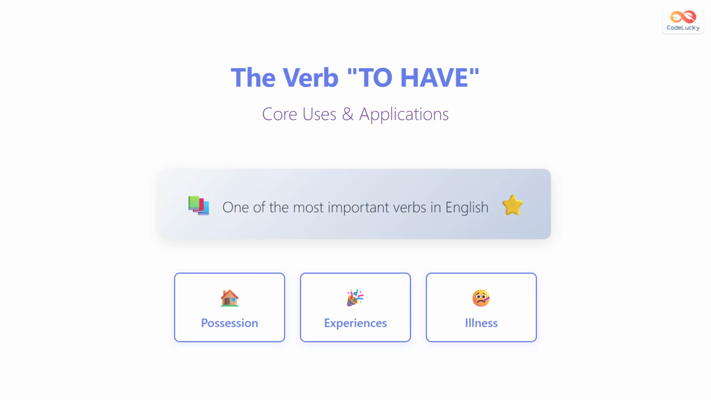Welcome to this English grammar lesson on the verb to have. This is one of the most important verbs in the English language. The verb to have has three main uses. First, it shows possession, meaning ownership of something. Second, it expresses experiences and activities. And third, it describes illness and health conditions. In this course, we will explore each of these uses in detail to help you master this fundamental verb.